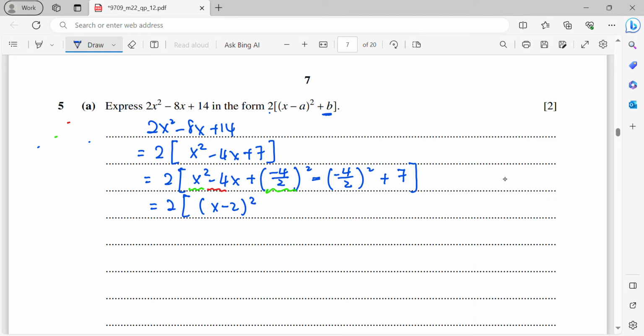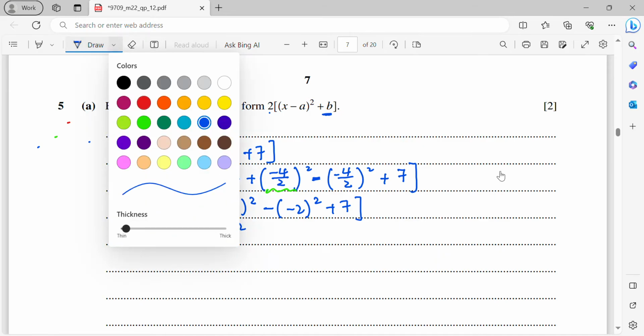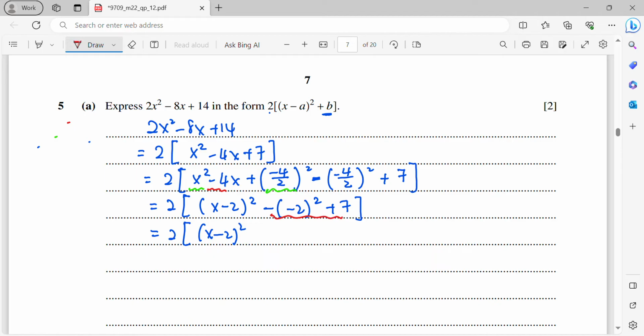And now here minus, okay, this is minus. Then inside the bracket is minus 2. Then you square it and plus 7. Then at last you'll be getting 2 bracket x minus 2 squared. Now, when you count the total of these two terms, you will be getting plus 3. So that's the required answer in this question.